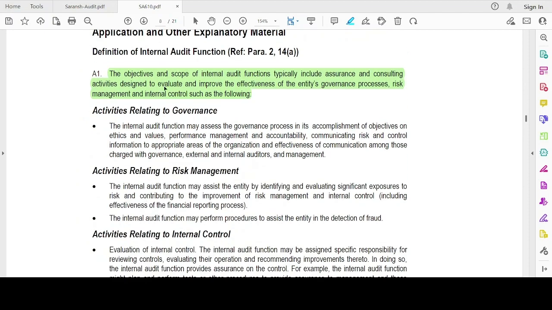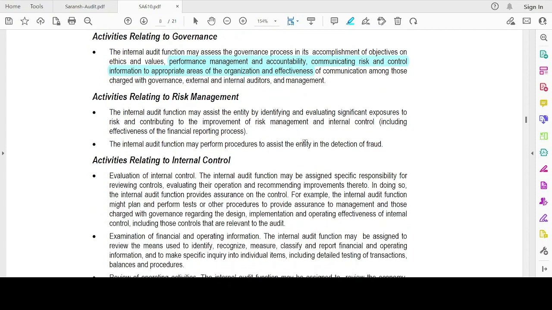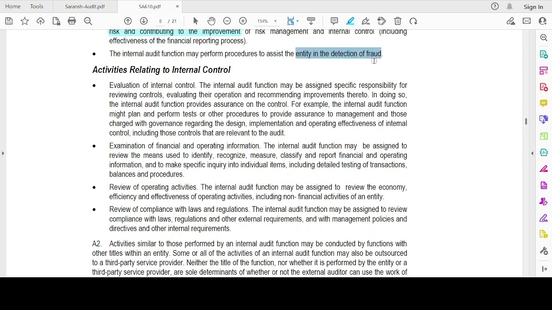Now, the definition of internal audit function. The objective and scope of internal audit function typically includes assurance and consulting activities designed to evaluate and improve the effectiveness of the entity's governance process, risk management, and internal control. See, for example, activities related to governance may be like performance management and accountability, communicating the risk and control. Then, risk management could be identifying and evaluating significant exposure to risk and contributing to improvement of risk management, like reduction of fraud. Activities relating to internal control: evaluation of internal control, examination of financial and operating information, review of operating activities, review of compliance with laws and regulations.